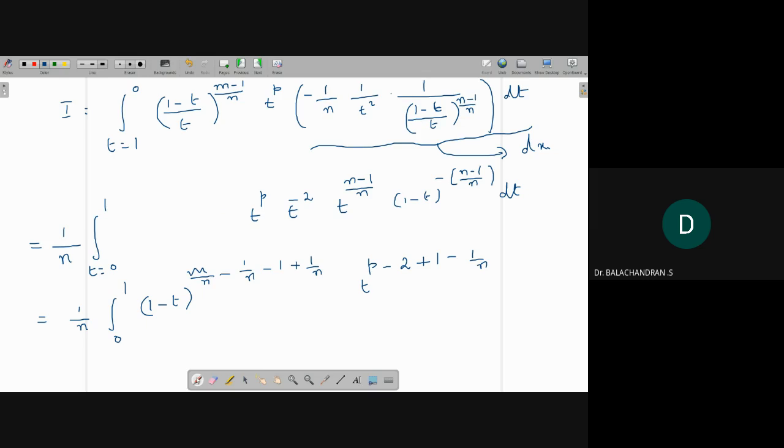So 1 minus t whole power m minus 1 by n into t power minus m minus 1 by n. Okay. So still you have what? Here this minus m by n minus n by n plus 1 by n into dt.